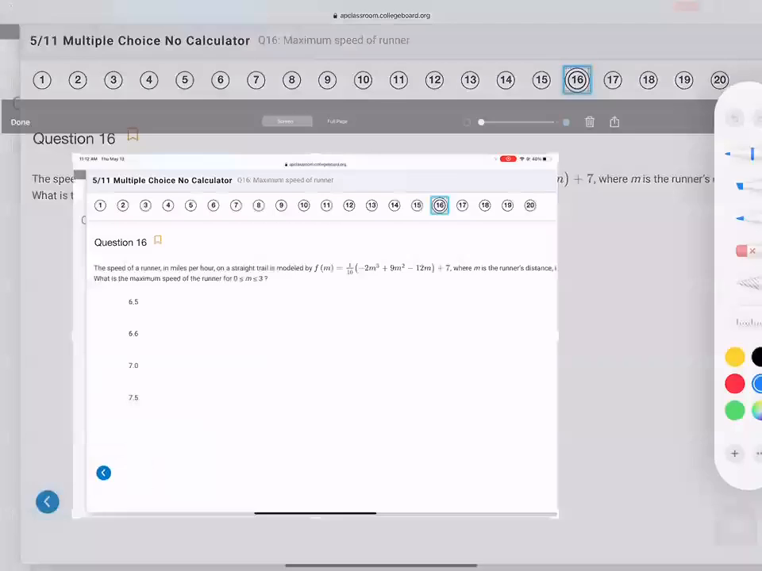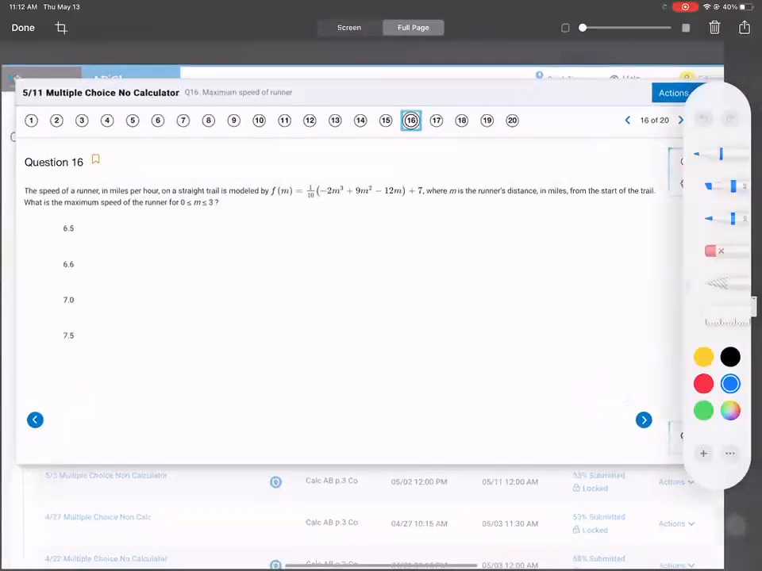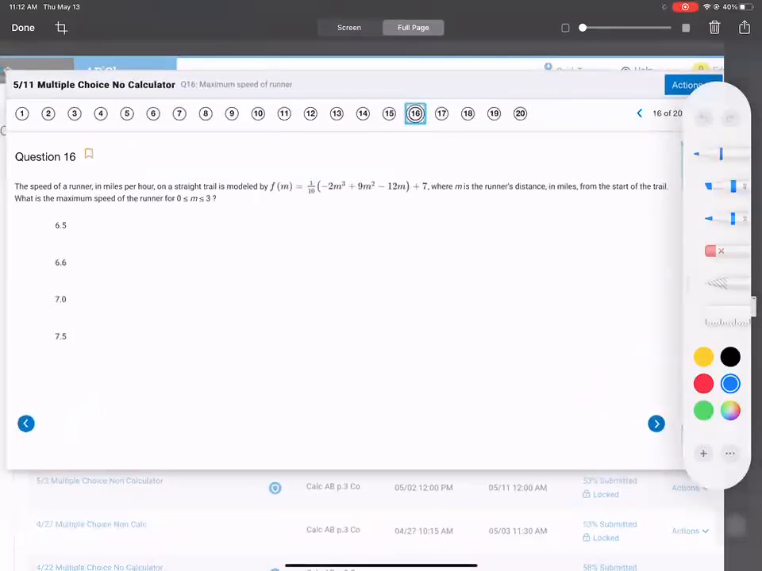Okay, let's take a look at number 16. The speed of a runner in miles per hour on a street trail is modeled by this crazy function, okay? Where m is the runner's distance in miles from the start of the trail. What is the maximum speed of the runner between 0 and 3? Now, just to make sure we understand, the speed of the runner is this model here. That's a velocity, okay? And the velocity is based on this m, the distance in miles. And they want us to find out what is the maximum speed of the runner. So what's the speed? Isn't that miles per hour?